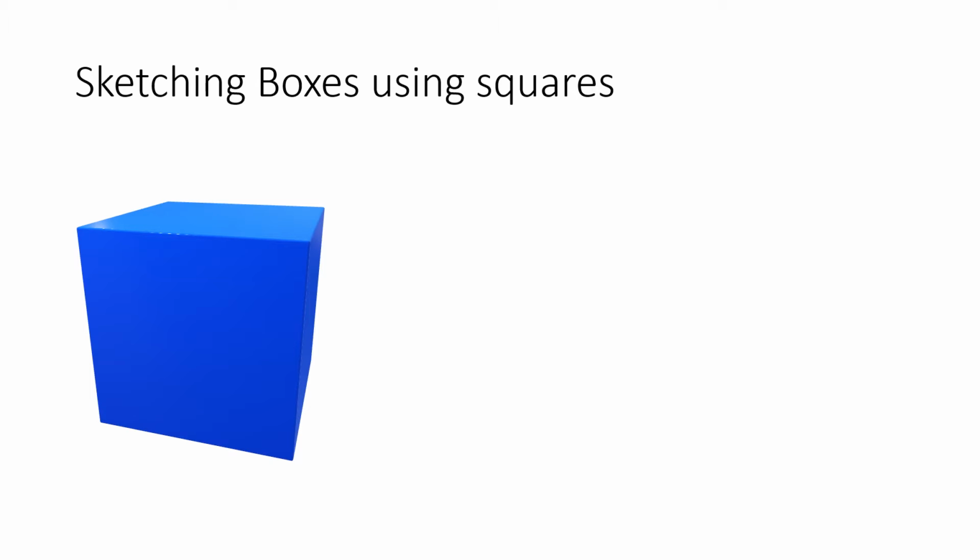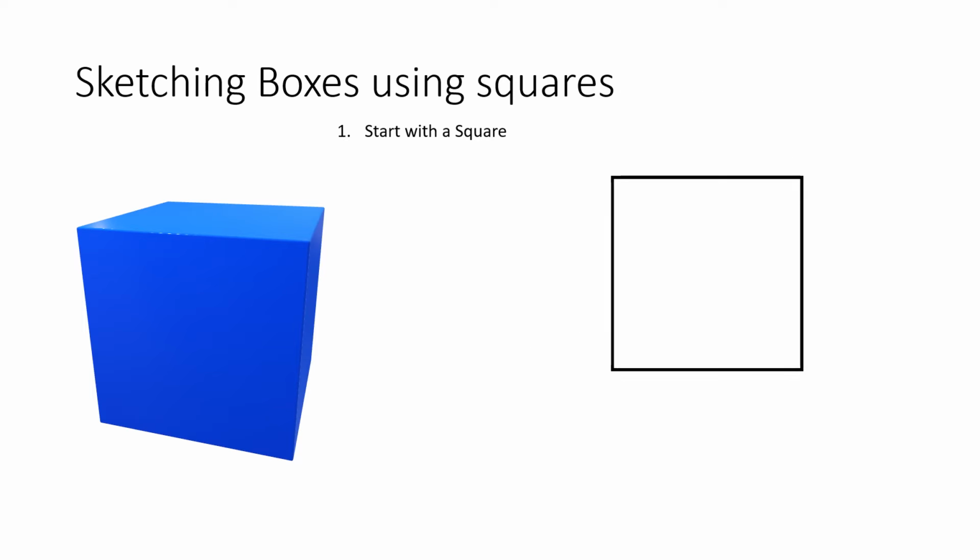So this first box that we have here is actually a cube, and you know a cube has square sides, all the sides are equal. So we will draw this box by first drawing a square. So we're going to start with a square. Alright, and the square, all sides are equal.